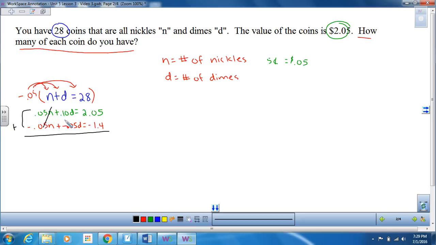All right, my n's eliminate. 0.10 plus negative 0.05 is 0.05d. And 2.05 plus negative 1.4 is 0.65. And divide by 0.05. And I get 13.